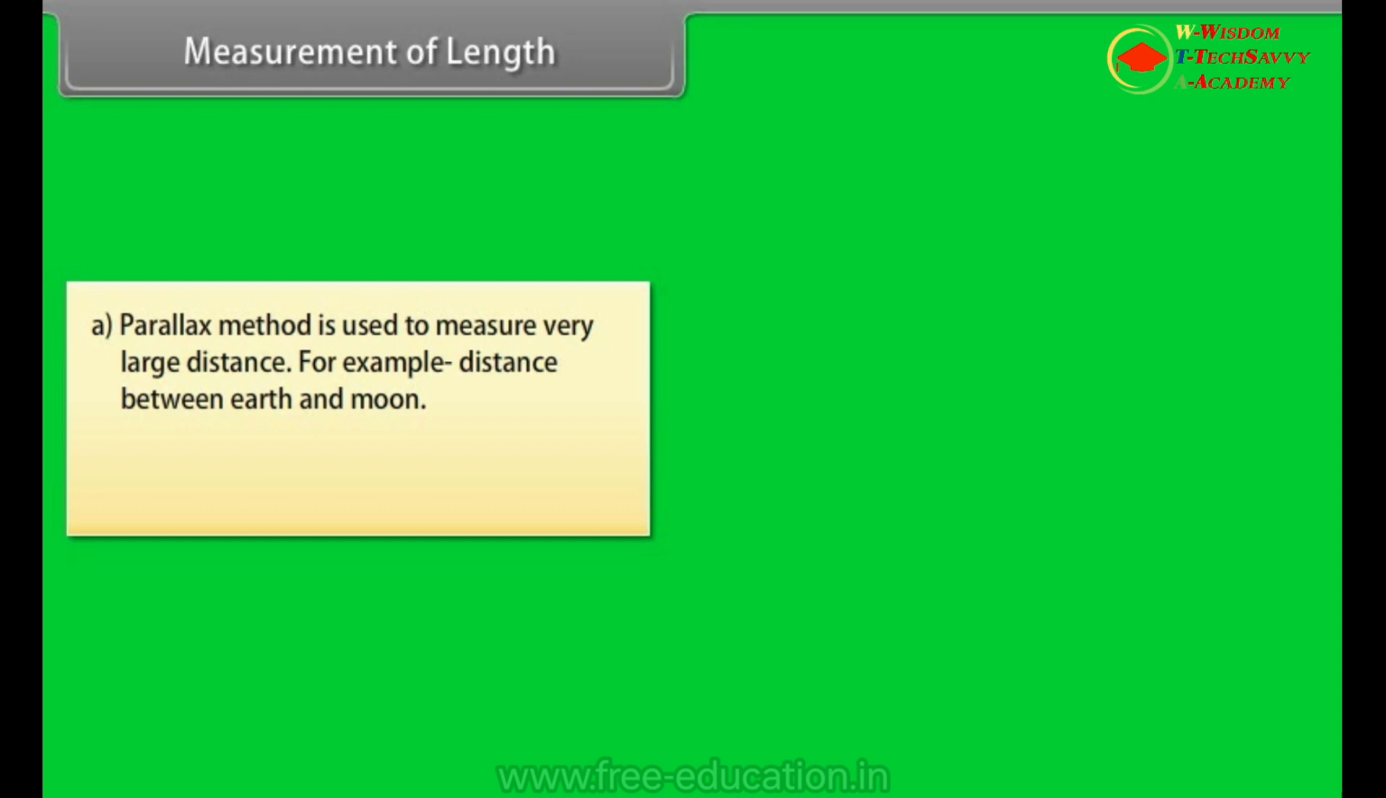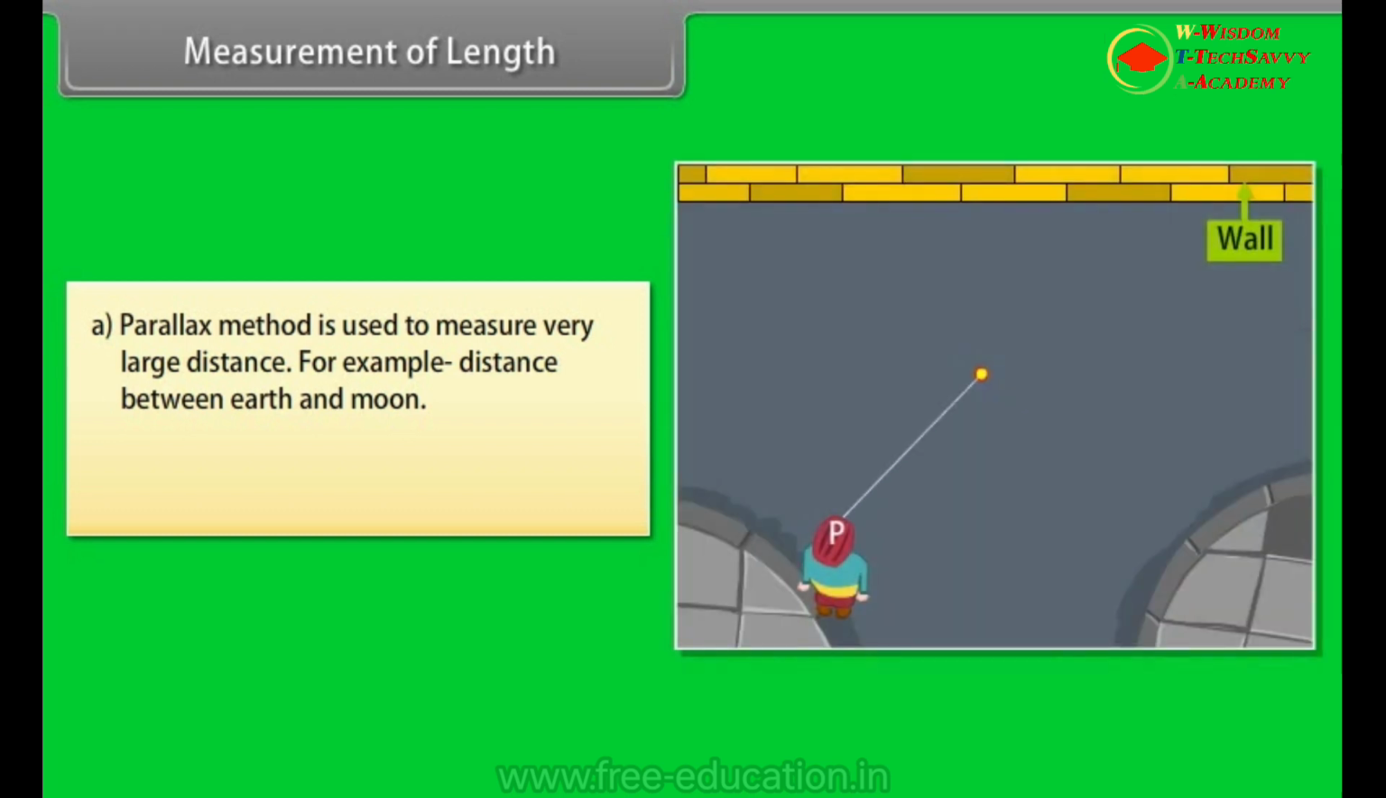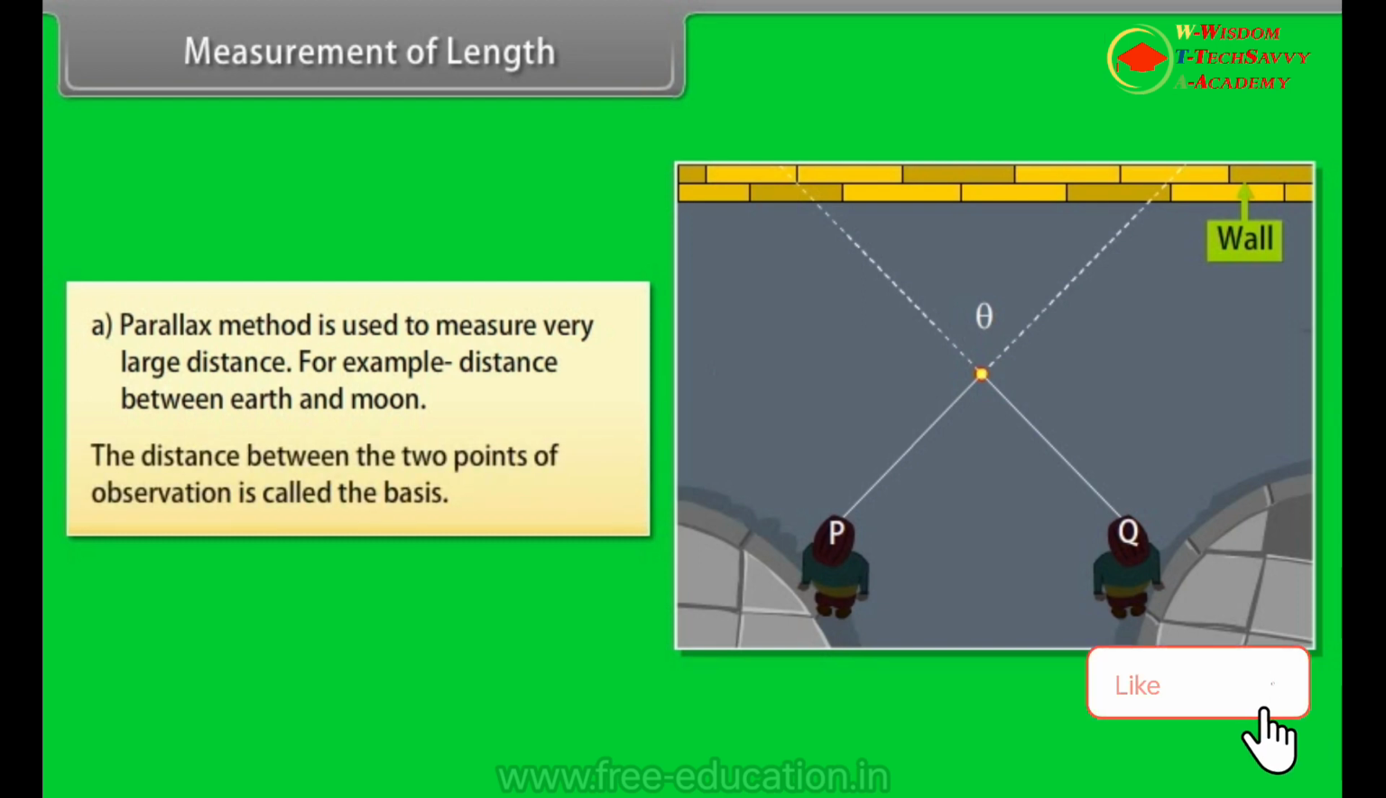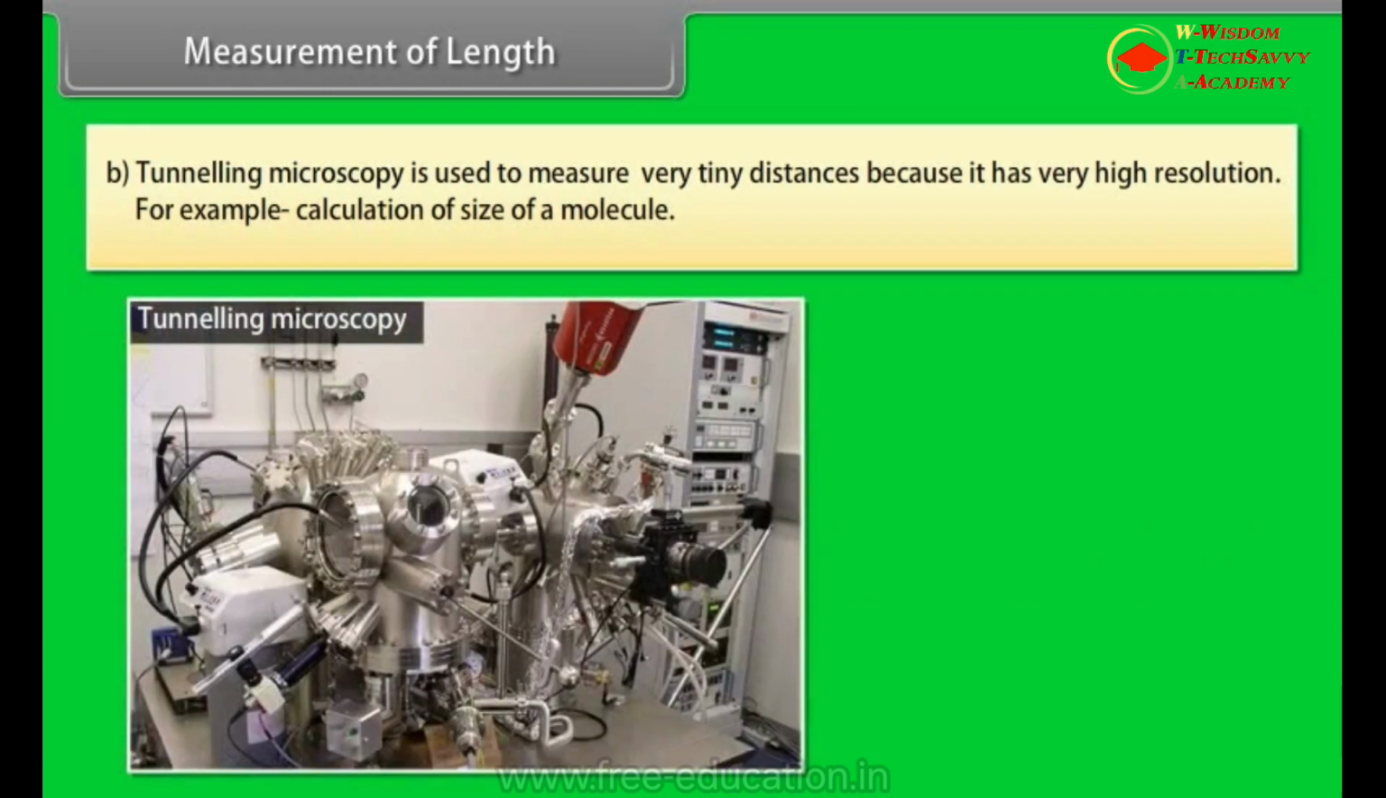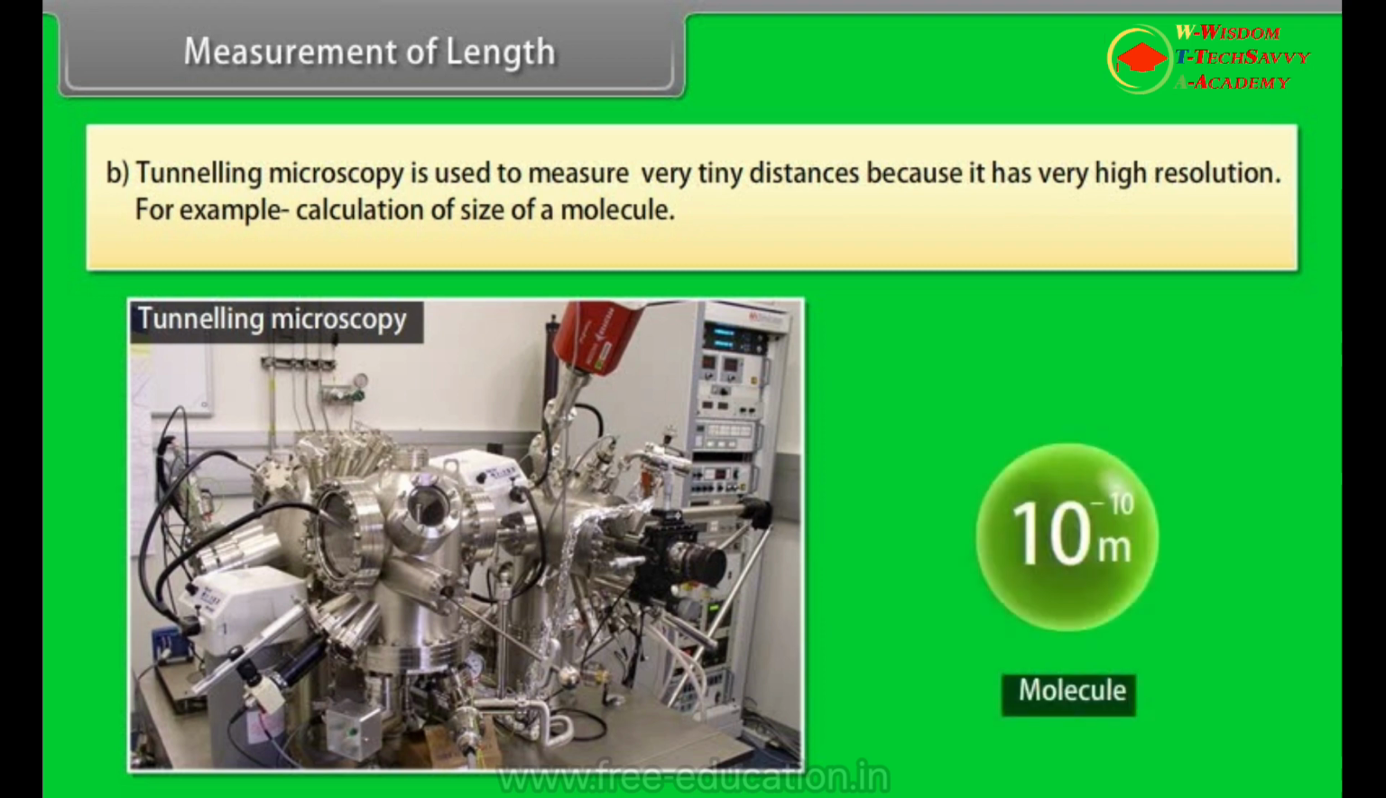Let us understand with an example. A girl is observing the rod against a wall from 2 different points P and Q. She notices that the position of the rod seems to change with respect to the wall. This is known as parallax. The distance between P and Q is called basis. B. Tunneling microscopy is used to measure very tiny distances because it has very high resolution. For example, calculation of size of a molecule.